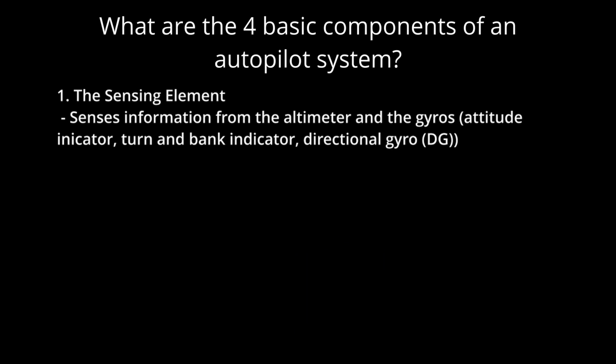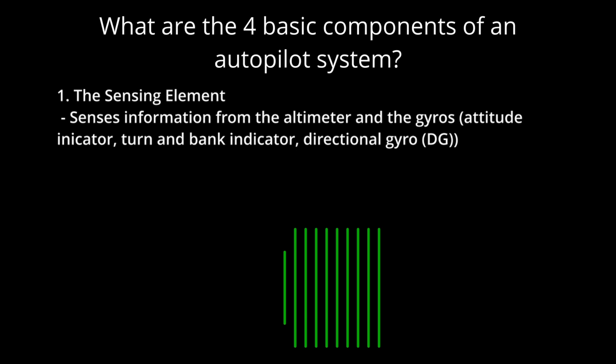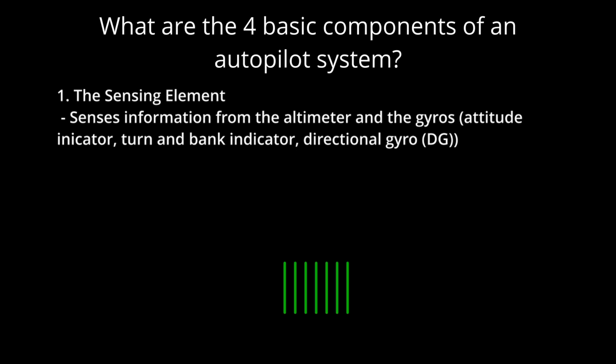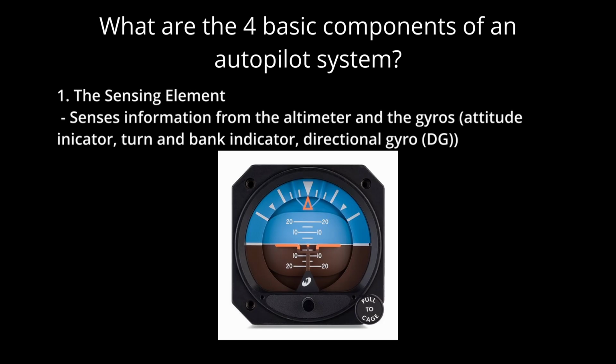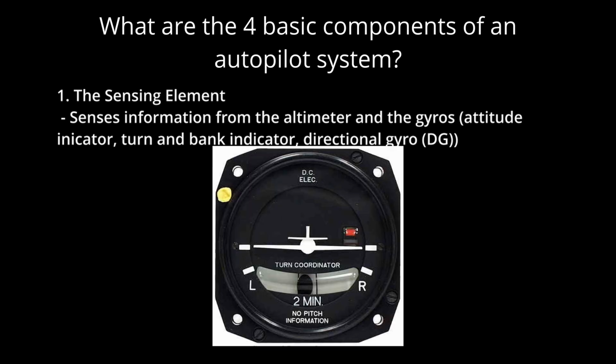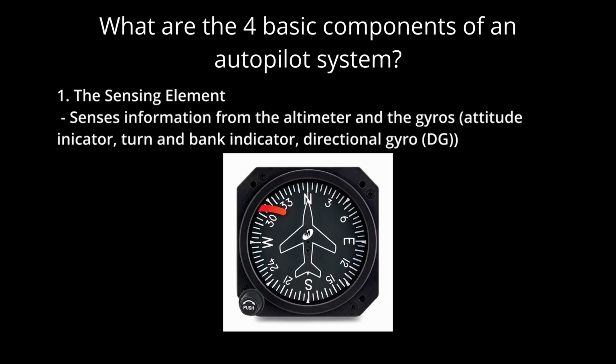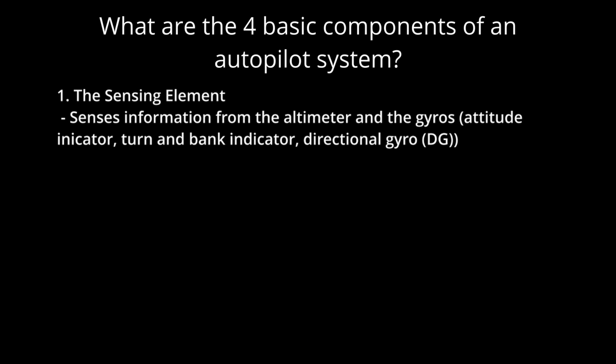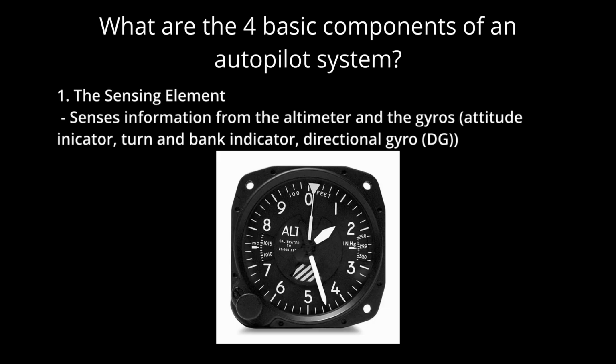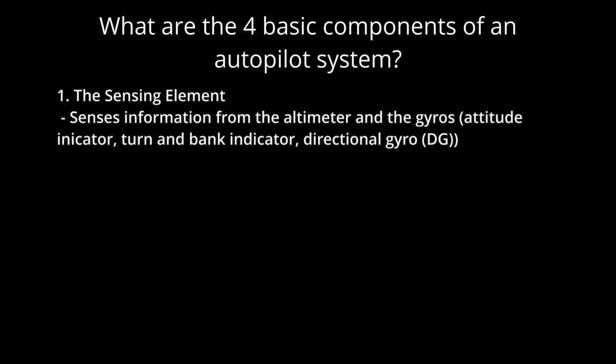The sensing elements, that's where the autopilot senses information off of the gyros. Now what gyros are we talking about? The attitude indicator. Attitude indicator. What else? The turn and bank indicator, and what else? The heading indicator? Actually it's a directional gyro, not the heading indicator. Then one other element in there. The altimeter? Altimeter, okay.